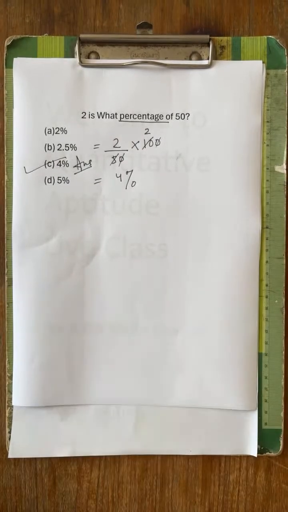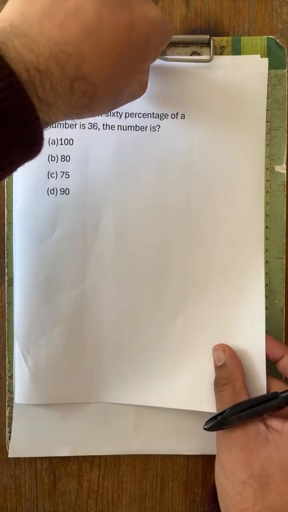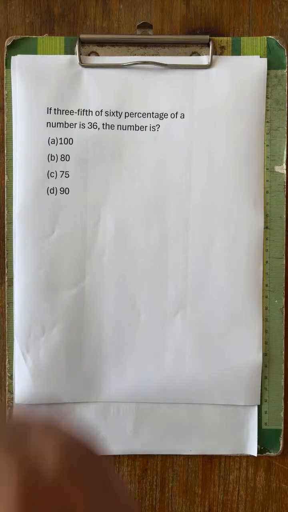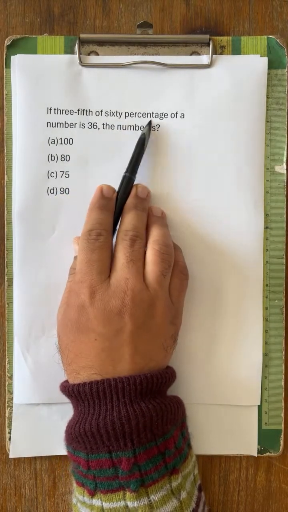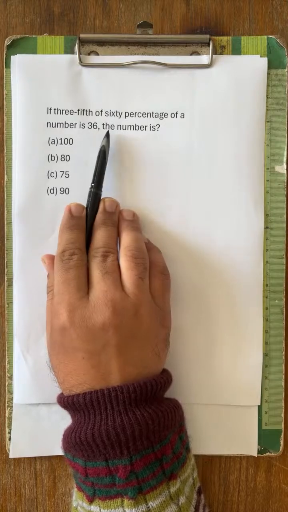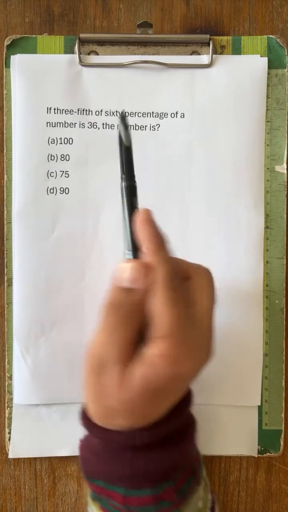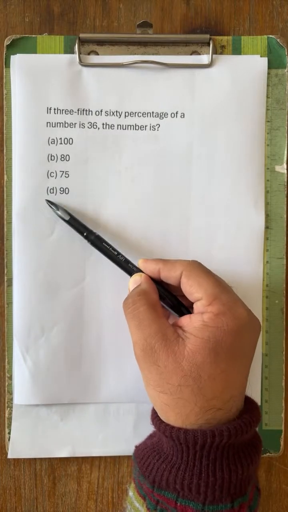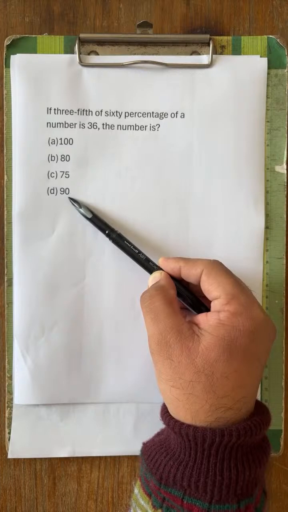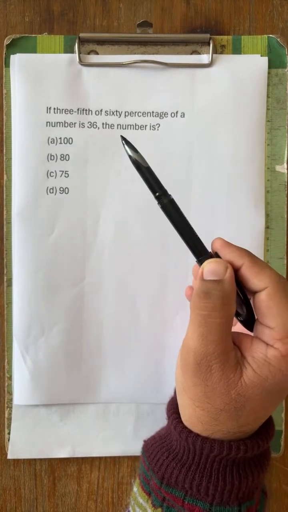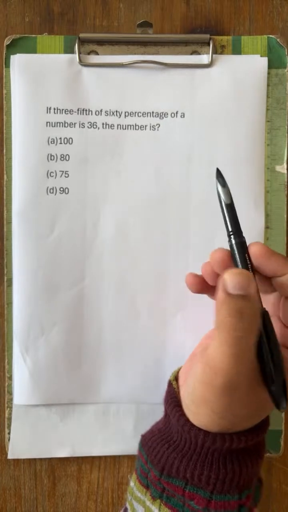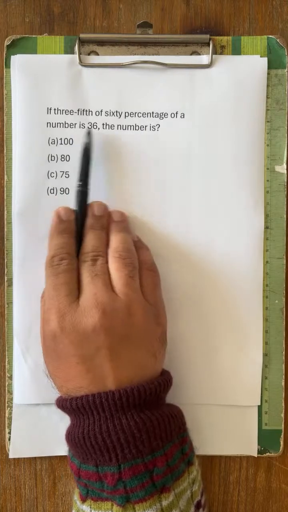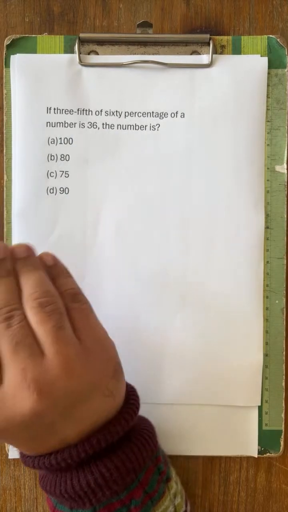Now next question. If 3/5 of 60% of a number is 36, we have to find the number. Option A 100, option B 80, option C 75, option D 90. Firstly solve this question and write your answer in the comment section.